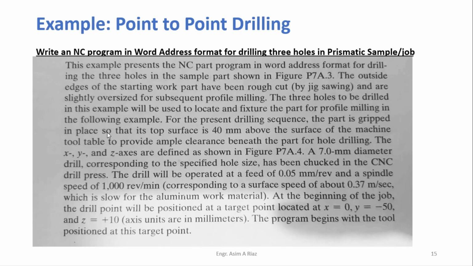At the beginning of the job, the drill point will be positioned at the target point, and the coordinates of that target point are mentioned, that is X equal to 0, Y equal to -50, and Z equal to +10. And the unit system is also mentioned, that is millimeters. The last sentence tells us about the location of the tool, which is at the target location, and the coordinates of the target location are also mentioned.